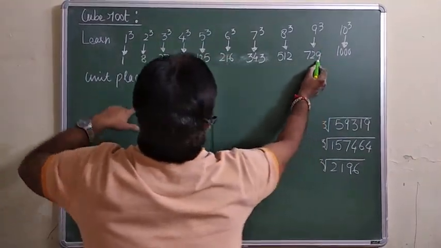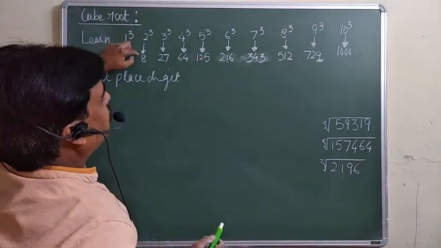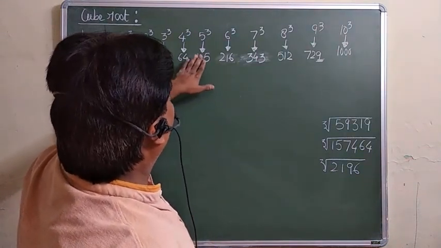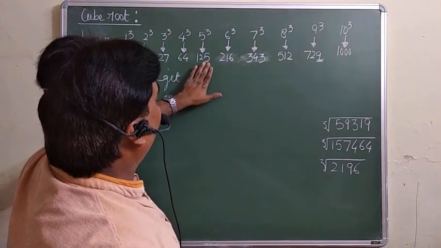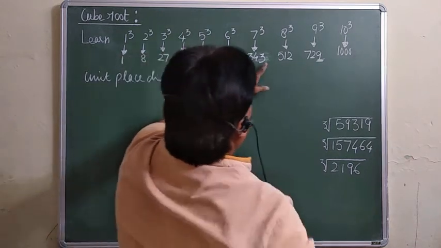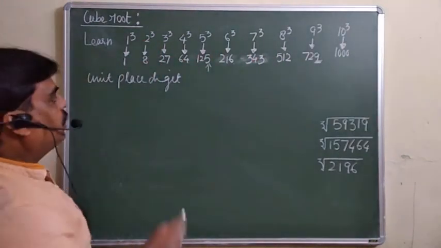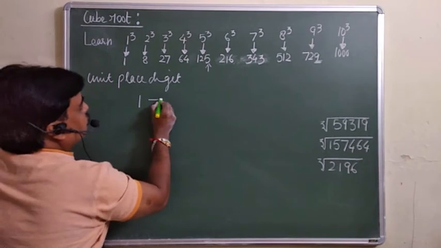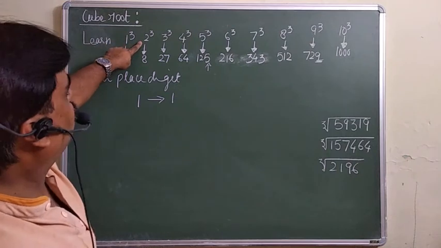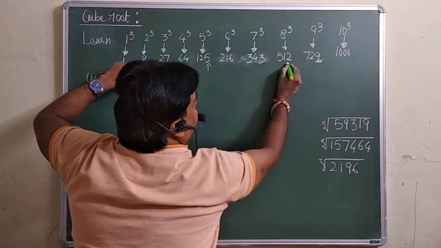See, in case of 9, if you do 9 cube, you get 9 as the unit digit. Similarly, 5 cube is 125, so the unit place digit is 5. Here it is 6, here 3, here 2. You are supposed to learn these digits first of all. If you do 1 cube, the unit place digit is also 1. But if you do 2 cube, the unit place digit is 8. And if you do 8 cube, the unit place digit is 2.